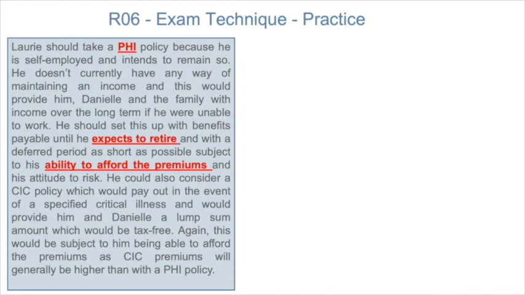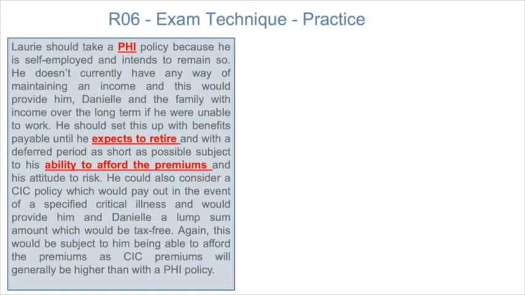So the first mark you see there is for PHI, or Permanent Health Insurance. You could have accepted income protection plan or income protection insurance. All those 3 terminologies mean the same plan. No mark given because he is self-employed, because you don't recommend it because someone's self-employed. That's just part of the deal basically. So whether someone's employed or self-employed is not a reason to recommend it.